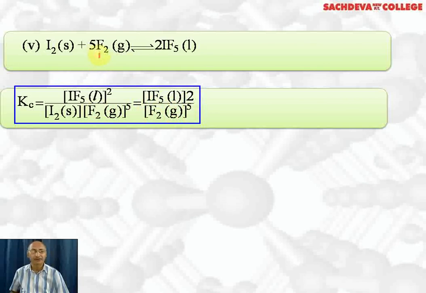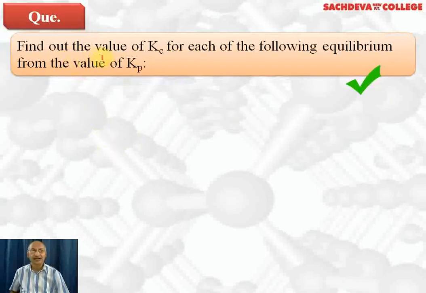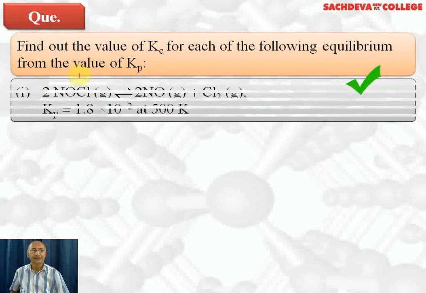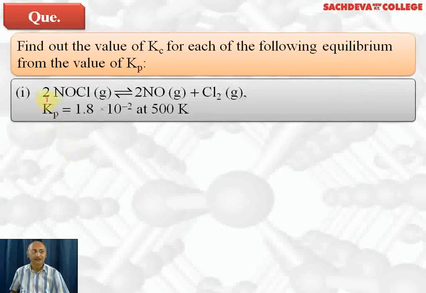Because its coefficient is 5 in the balanced equation. And IF5 coefficient was 2, therefore it's raised to the power 2. Next question we are taking, find out the value of Kc for each of the following equilibria from the value of Kp. First equation given is 2NOCl gas gives you 2NO gas plus Cl2 gas.